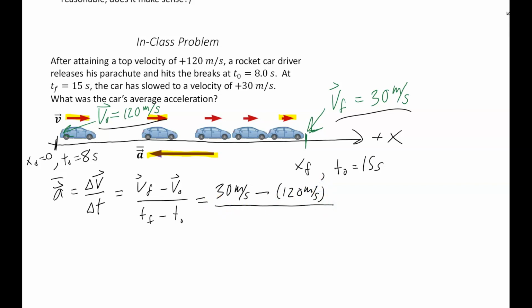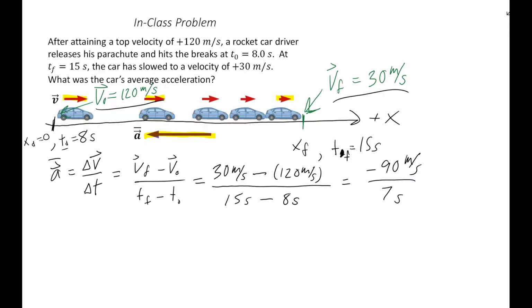Divide that by t final. Looks like I had a typo here, right? That should be t final. And we've got 15 seconds minus, what was t initial? There it is, 8 seconds. So we'll see that the elapsed time comes out to just 7 seconds in the bottom there. And the change in the velocity, 30 minus 120 meters per second, gives us minus 90 meters per second. Putting this into the calculator, we find that this is equal to negative 13 meters per second squared.